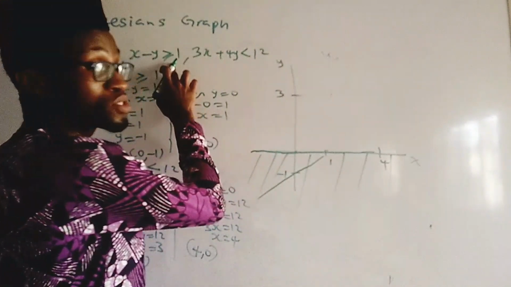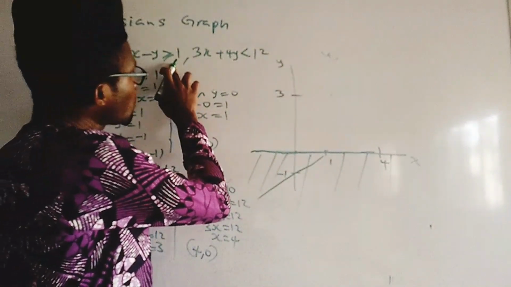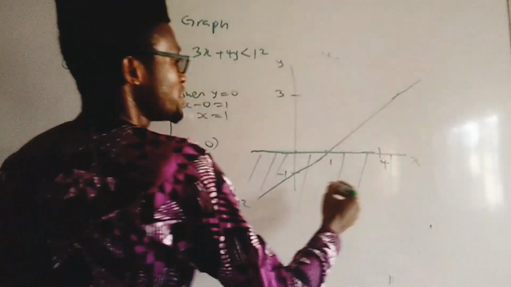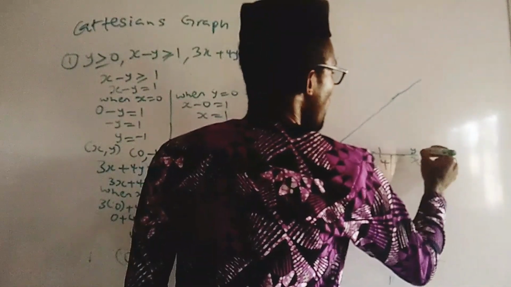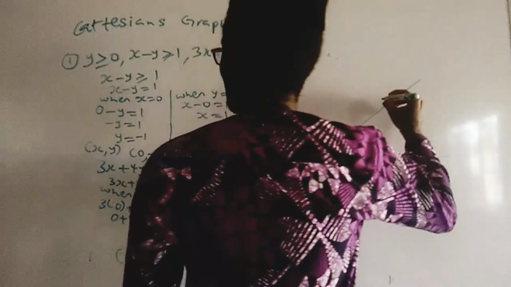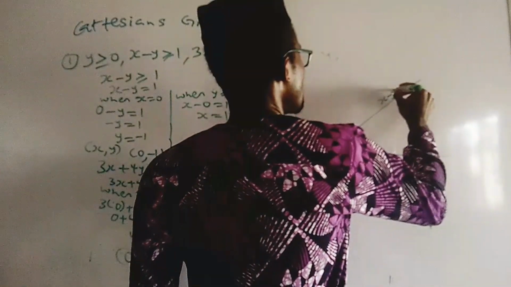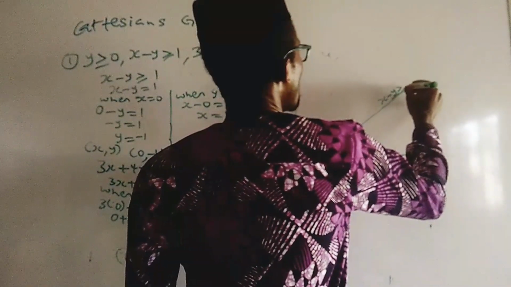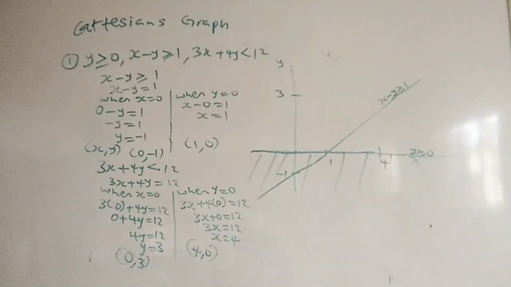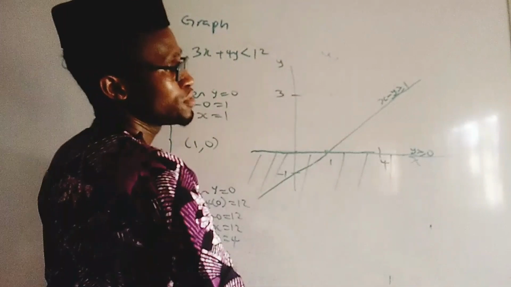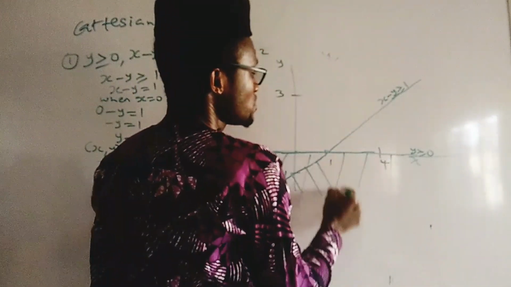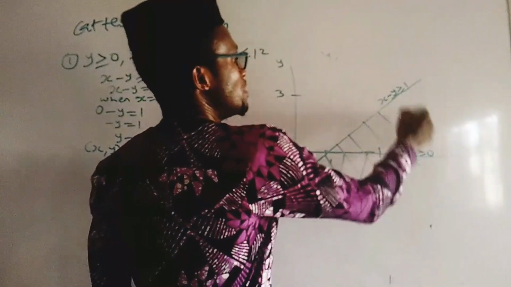But this time we use a solid line because we have greater than or equal to. So we go this way. Solid line. So along this line we write y greater than or equal to 0, and along this line we write x minus y greater than or equal to 1. Now where is the required region? Greater or less than. So the required region is up. So this region is not needed.